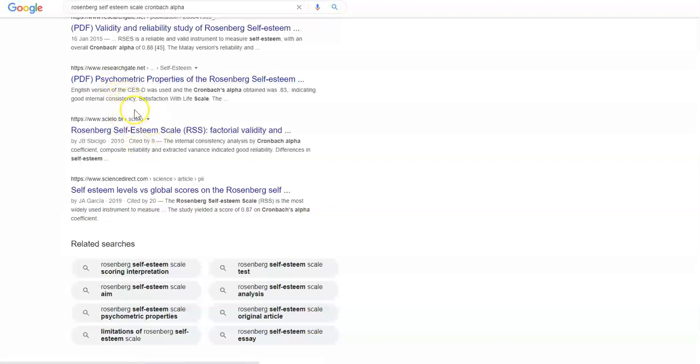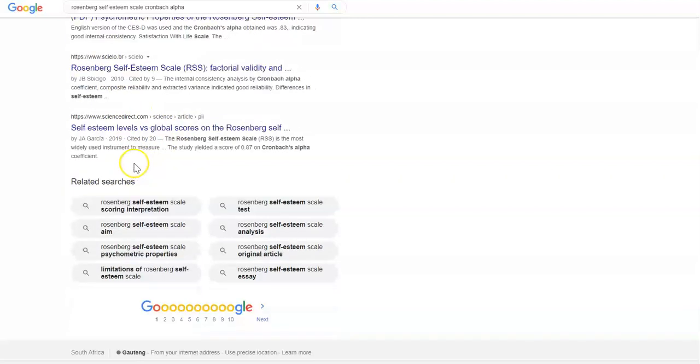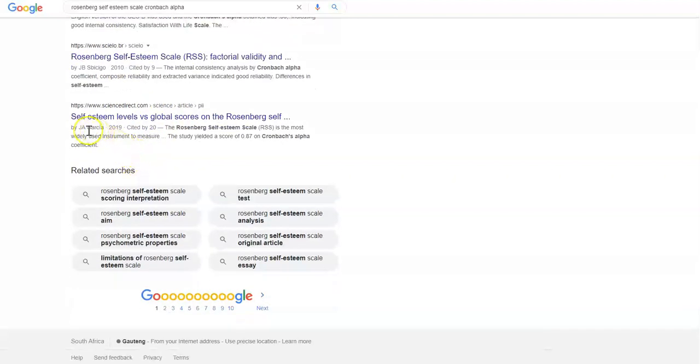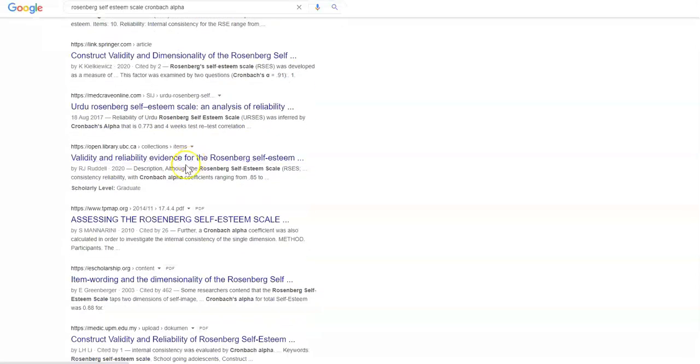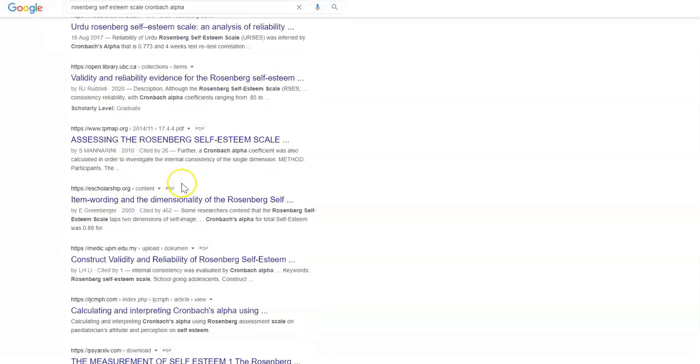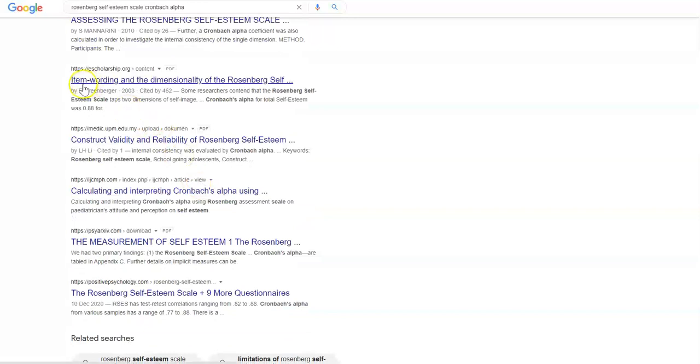Okay, so there are a lot of articles. Here is one from 2019. So you can appreciate the fact that there is a lot written, and if I just go on to the next page, you'll see there are many articles that focus on the validation of the Rosenberg self-esteem scale. Here is one on the item wordings.